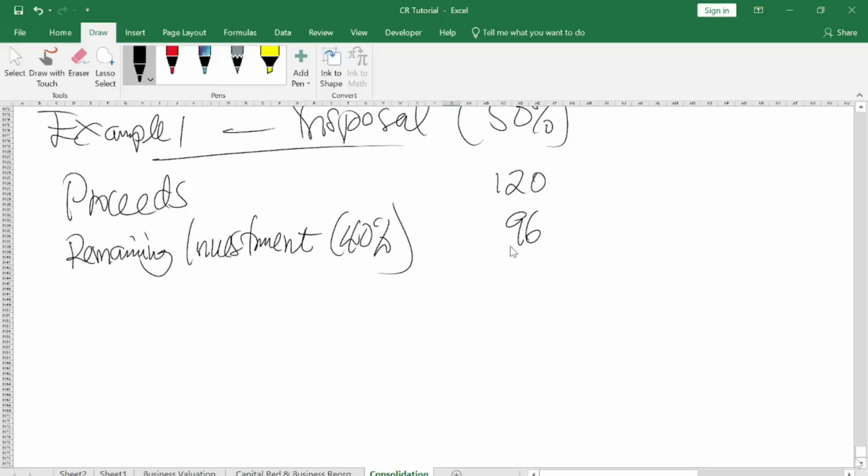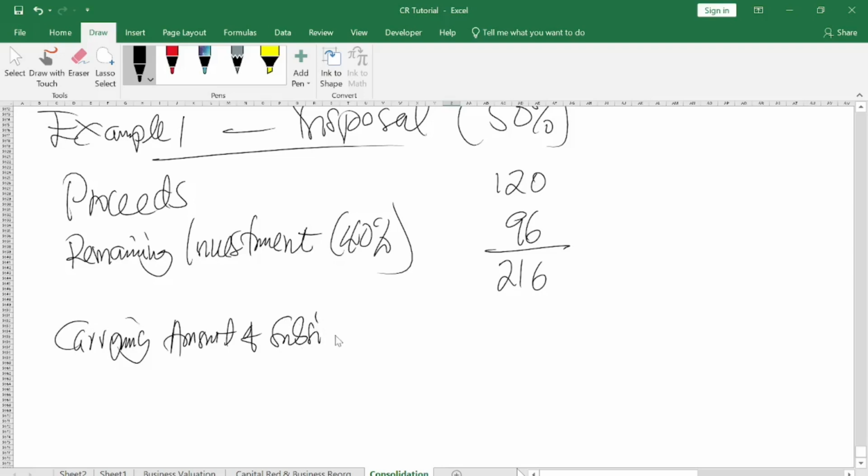So when you are done, you add it. That's all. What do you have? 216, sir. 216. You see, now when you are done, then you come here and do your carrying amount of subsidiary. You understand? So what is the carrying amount of your subsidiary?